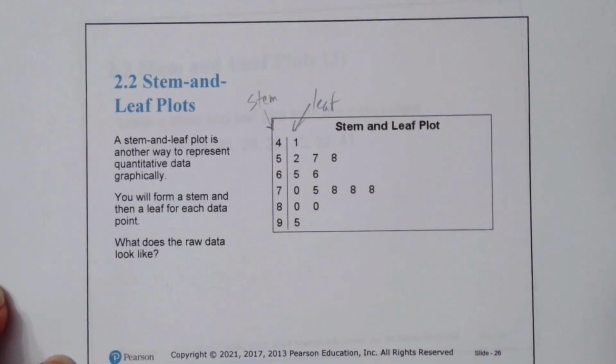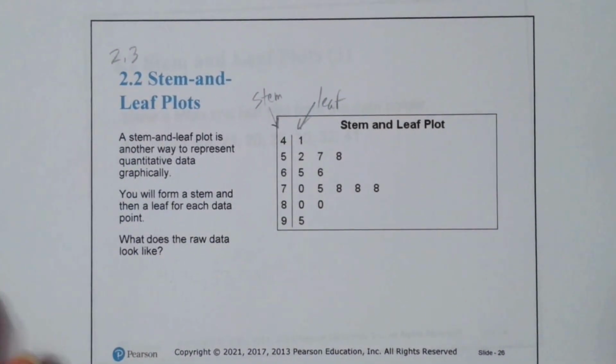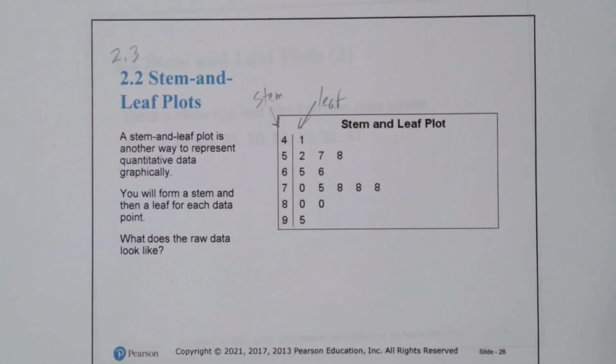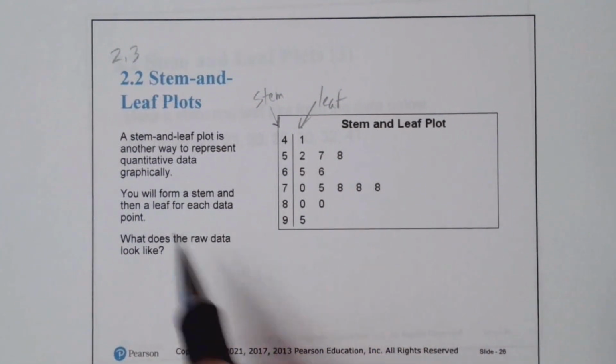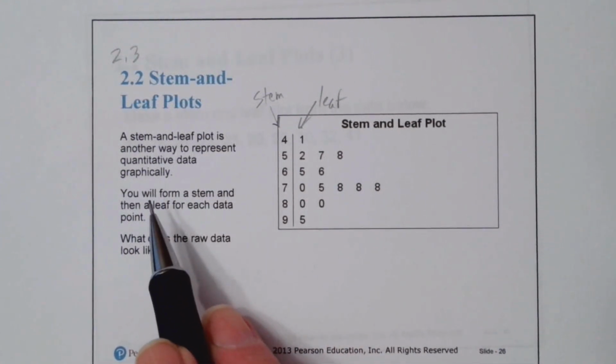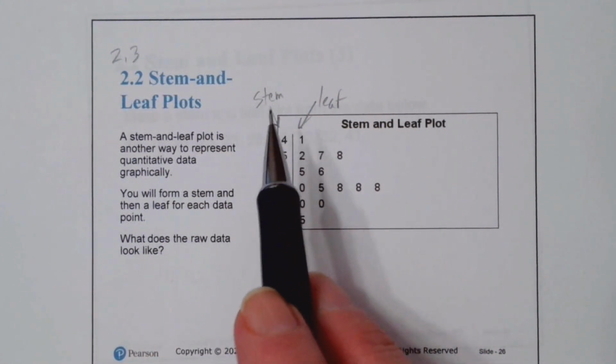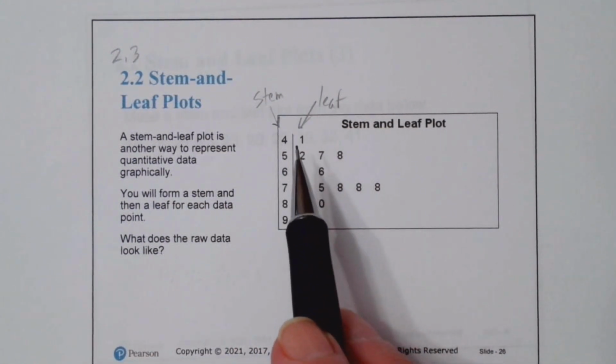Let's go ahead and move on to stem and leaf plots. This is actually a 2.3 topic, but we threw it in here because we wanted you to see this one. There are others in 2.3 that we won't discuss much. We talked just a little bit about a line graph, but there are some others there as well, but we don't cover that section other than the stem and leaf plot. A stem and leaf plot is another way to represent quantitative data graphically. You will form a stem and then a leaf for each data point. So you have a stem and you have your leaf.